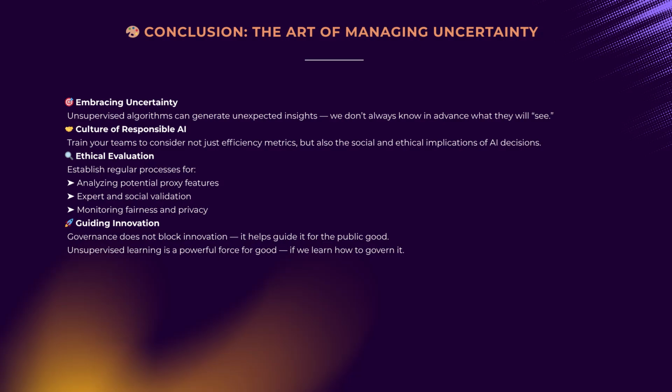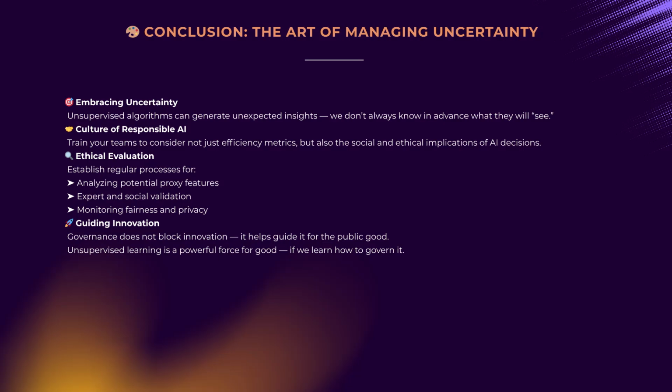Friends, unsupervised learning is simultaneously a powerful tool and a serious challenge for governance systems. These algorithms can find surprising, non-obvious insights in data, but they can also create unexpected problems. The key to successful governance is embracing uncertainty. We cannot fully predict what an unsupervised learning algorithm will find, but we can prepare for surprises.